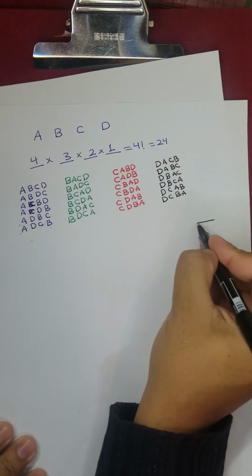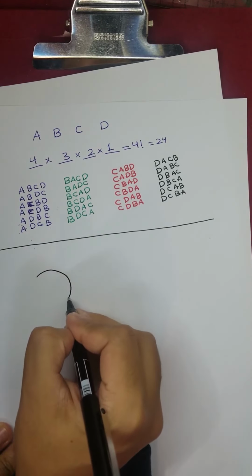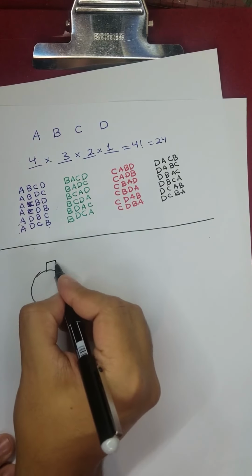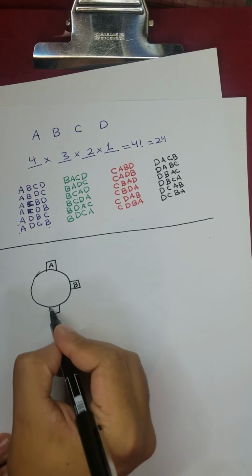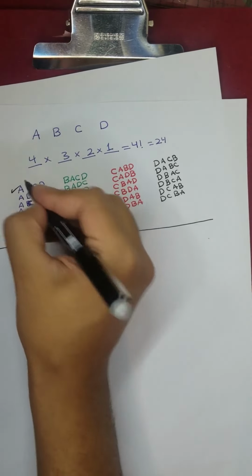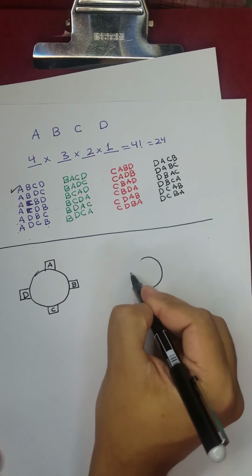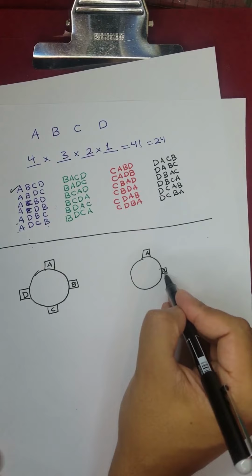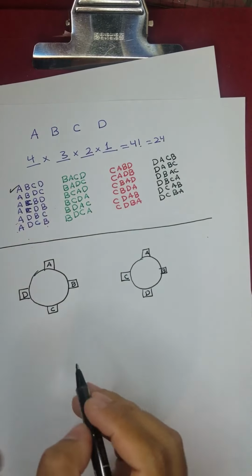Now look at this, guys. If we try to seat them around a circle, this is a circle. If you try to seat them around the circle, you will have A here, then B, then C, then D. You will have this arrangement. This is one arrangement, A, B, C, D. It looks like this one, A, B, C, D. Or you can have A, then B, then D, then C. This is the second arrangement, A, B, D, C.